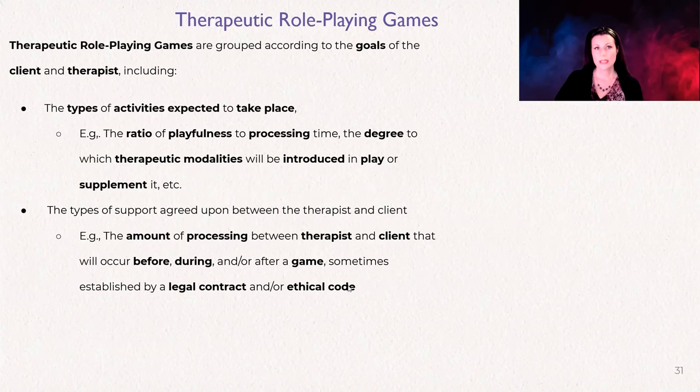So therapeutic role-playing games are grouped according to the goals of the client and the therapist. There are these agreed upon goals, usually between the client and therapist, before they even go into these sessions. For example, they're agreeing upon the types of activities that are expected to take place, such as the ratio of playfulness to processing time, meaning how much are we going to be playing and how much are we going to be talking about our feelings. And the degree to which therapeutic modalities will be introduced in play, or will they just supplement it?